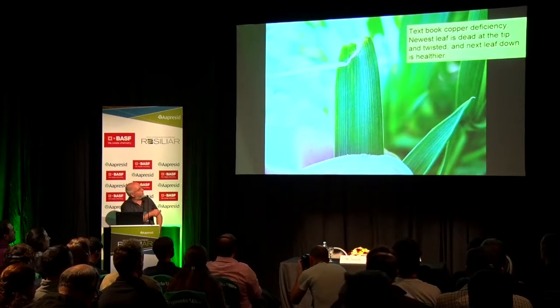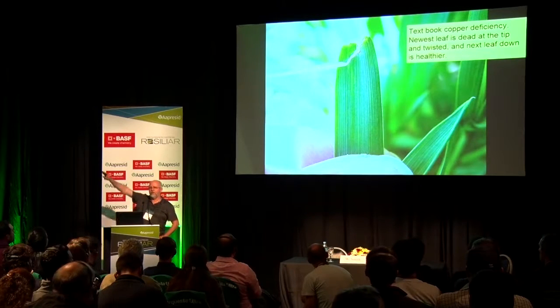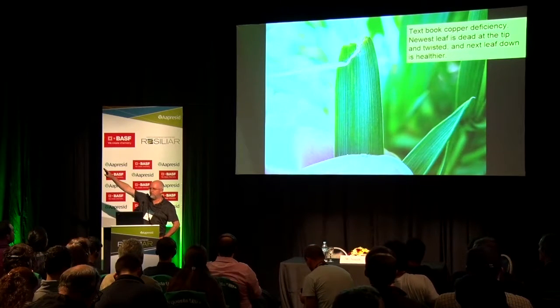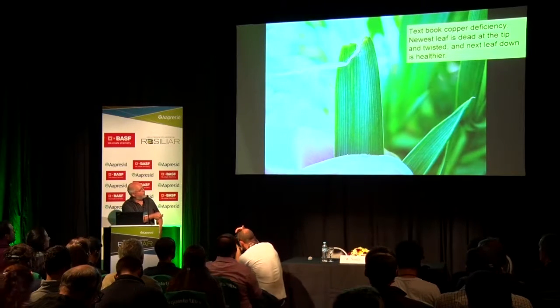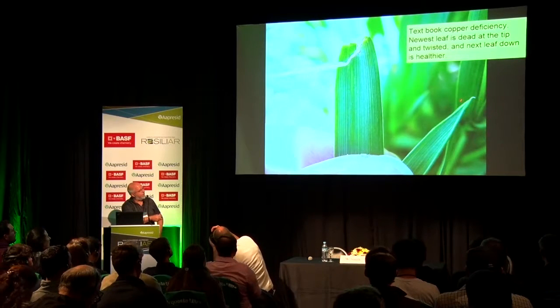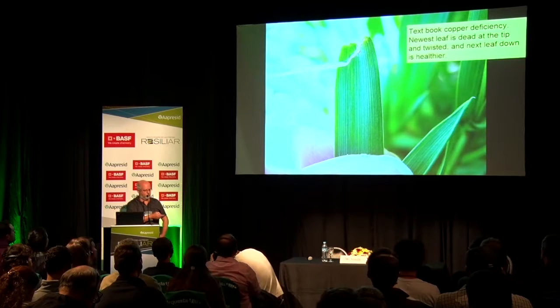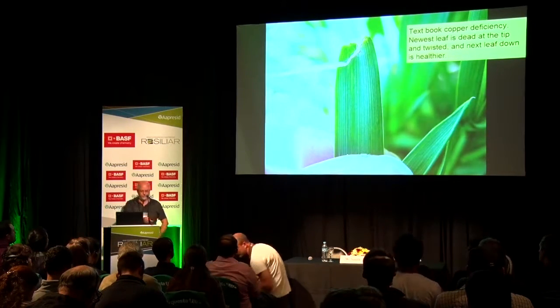So this is the top leaf, the newest leaf, and it's dead and it's twisted. It will always be twisted. If you see a dead tip and it's sticking straight out, it is not copper deficiency. Copper will always bend and twist. And the next leaf down is better than that one. But please notice that. That is also abnormal. That shouldn't be there like that. Copper deficiency is dead at the tips and twisted. Worse on the top leaf.